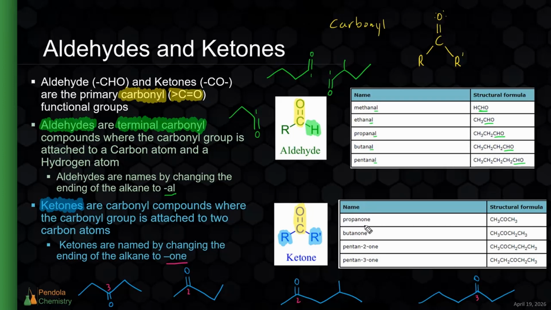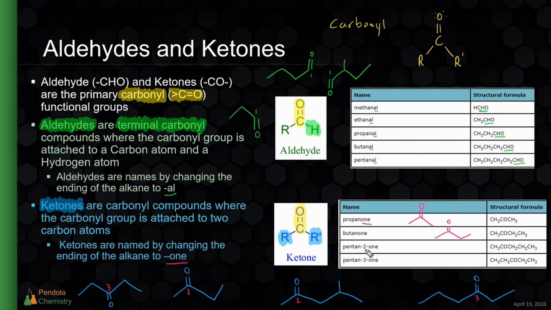Propanone, for example, has that -one, but we do not have a number. Why? Propanone only has 3 carbons. That carbon double bond oxygen has to be on the 2nd carbon. There's no other choice, because if we put the double bond oxygen on the end carbon, that wouldn't be a ketone, that would be an aldehyde. So that one doesn't require a number. Butanone, same thing: 1, 2, 3, 4. The carbon double bond oxygen can only be on the 2nd carbon, because it's either on this one or this one, which becomes the 2nd carbon. It will just be this same molecule but flipped over.